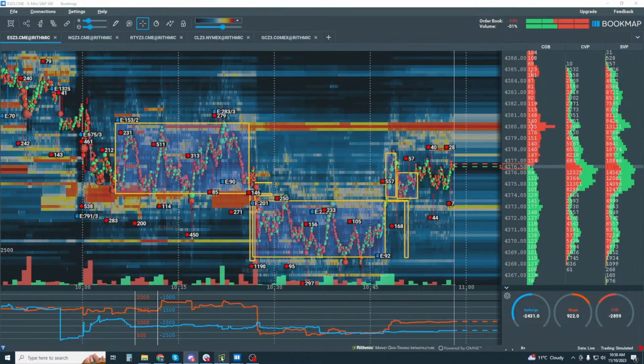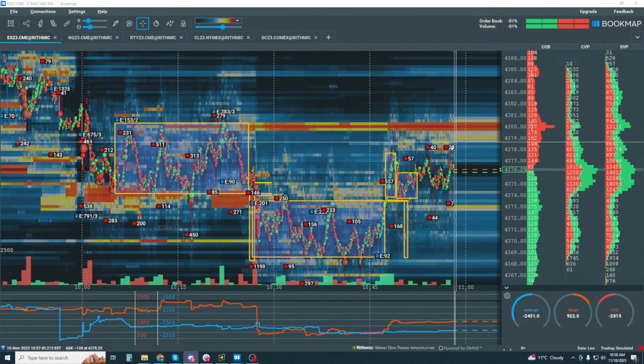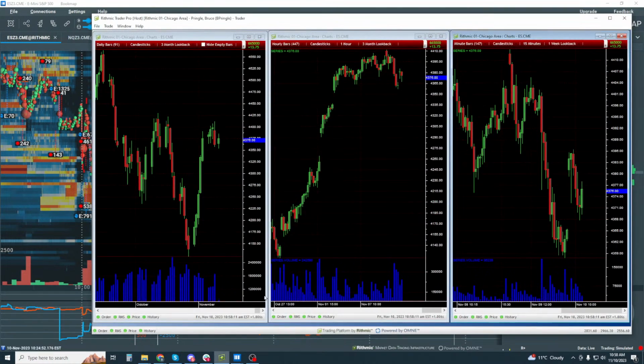All right, let's jump back and look at our bigger picture, because it's been really choppy in here. What are we looking for in here?